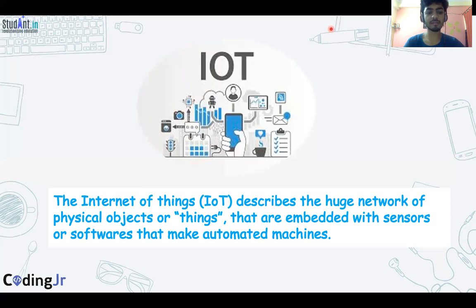Similarly, the devices in the IoT are embedded with sensors so that they can feel or detect their surroundings. These devices are nothing but sensors, so they can detect their surroundings or environment. Those detecting devices are nothing but sensors, right? With sensors or software that make them automated machines. Our main goal is to make them automated, right? We'll see how these IoT devices are made automated later. So let's go.